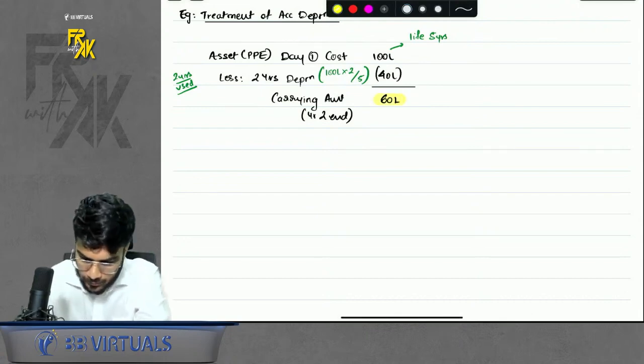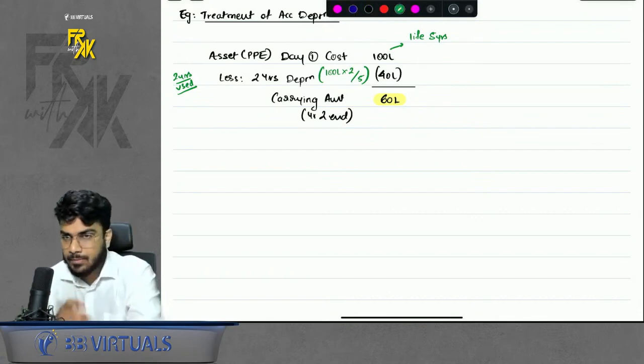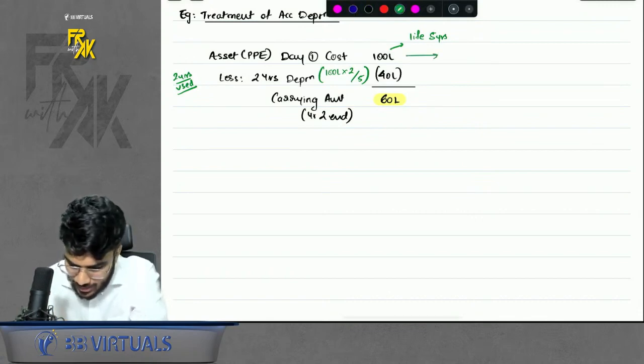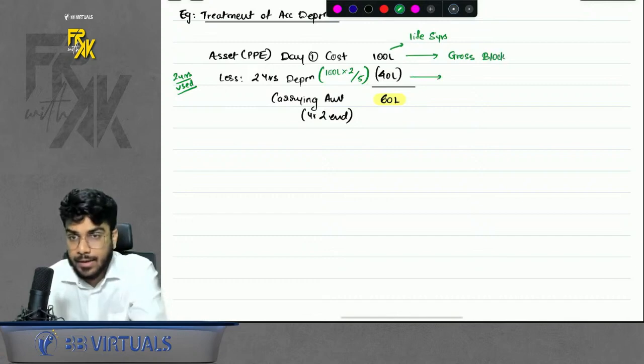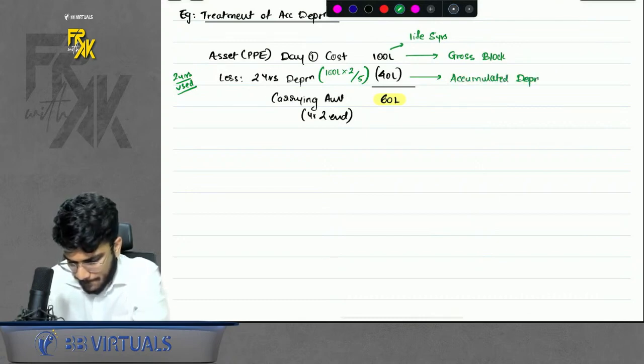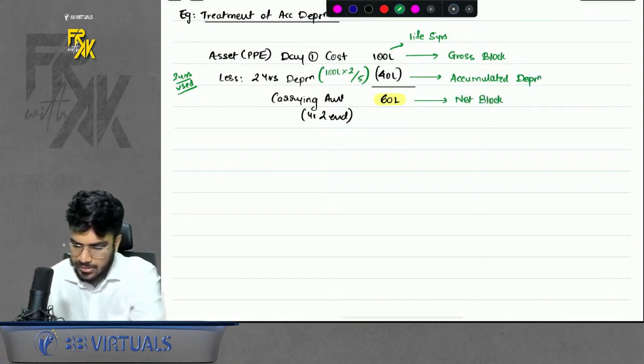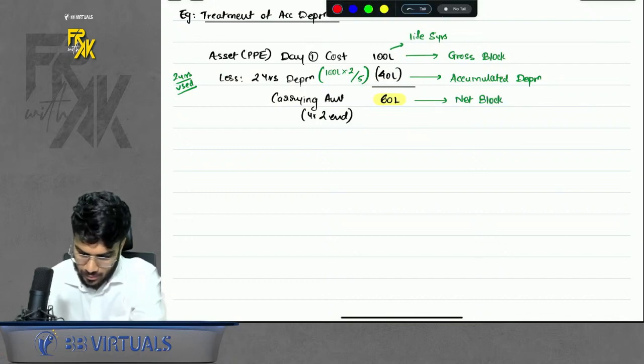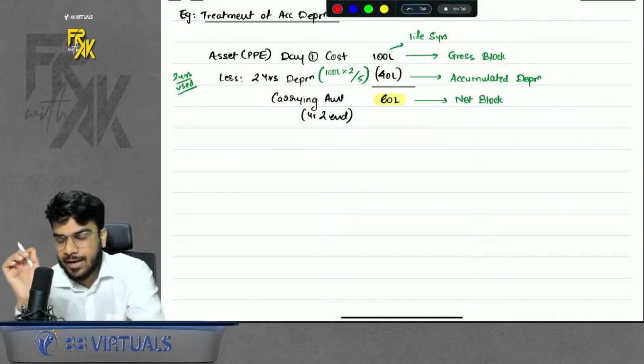Now, in case you are familiar with some terms, this 100 lakhs is known as gross block. This 40 lakhs is known as accumulated depreciation. And this 60 lakhs is known as net block. You might have heard these terms somewhere, maybe not very much aware about what it says. So gross block is nothing but the original cost at which you purchased.